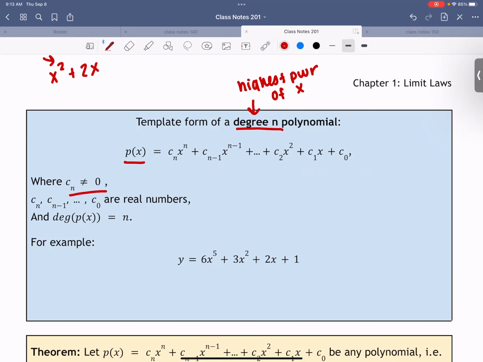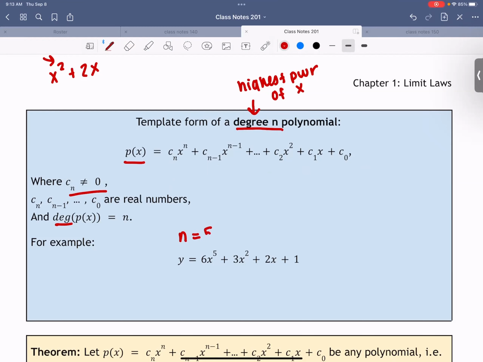All the coefficients, c sub n all the way to c sub 0, are real numbers, so we don't have any imaginary numbers floating around. And the degree, deg, of our polynomial is equal to n. I know this is kind of overkill, but just to go over this, we have an example here, 6x to the 5th. What is n in this example?